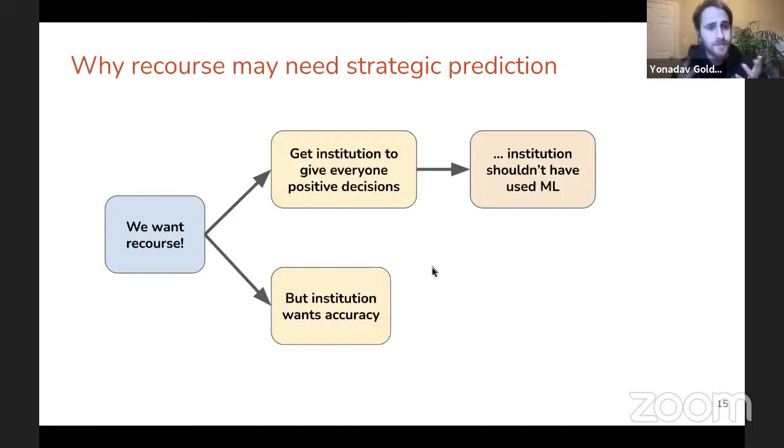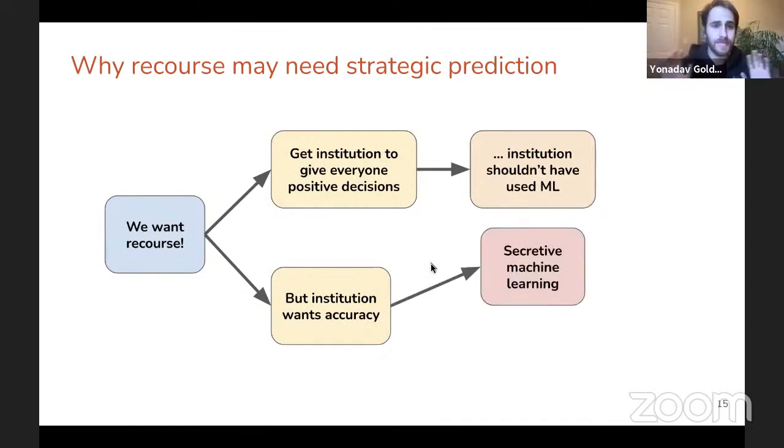So if the institution wants accuracy, well, the default model today is they're just going to be secretive about their machine learning. They're not going to tell anybody how it works. They're not going to be transparent. And as a result, they're not going to need to worry as much about strategic behavior. They will need to worry some because people often figure out how these systems work. But more importantly, we aren't getting as much recourse because we don't know how the systems work. And we should be sad about that because it is an important value.